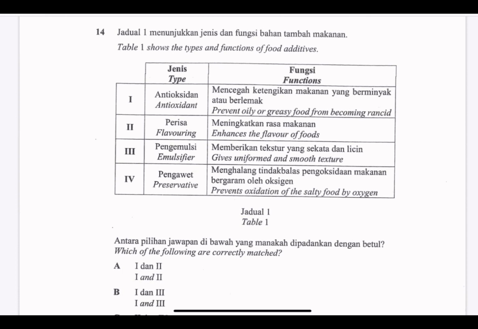Question 14. Type and functions of food additive. Which of the following are correctly matched? Antioxidant prevents oily and greasy food from becoming rancid. Yes, it prevents oxidation. Flavoring enhances the flavor of the food. Correct. Emulsifier gives uniform and smooth texture. Correct also.